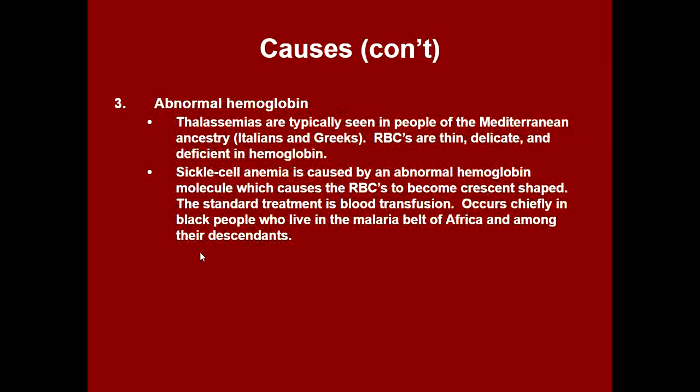And finally, you may just have abnormal hemoglobin. These are typically inherited disorders. Thalassemia is an inherited disorder that we see in individuals that have a Mediterranean ancestry. So we see it a lot in individuals from Italy or Greece. And what happens is they produce very, very delicate red blood cells. And those delicate red blood cells don't have enough hemoglobin, and they're very fragile. And so therefore they don't have enough iron carrying capacity.